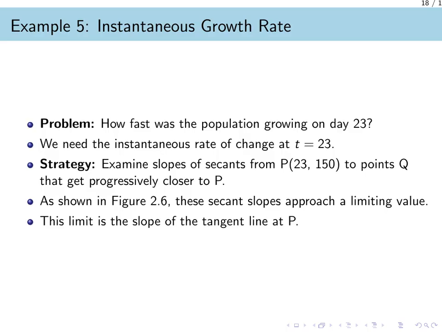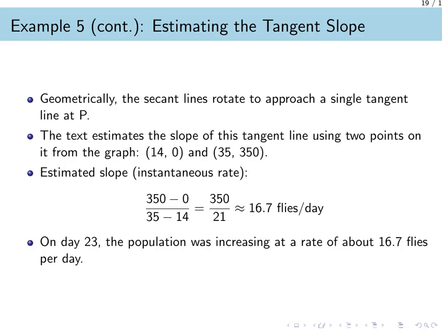We then move this point Q closer and closer to P, for instance, from day 45 down to day 30. As the interval between P and Q shrinks, the slope of the secant line approaches a specific value. This limiting value represents the slope of the tangent line, which is the line that just touches the curve at our single point P. Therefore, the slope of the tangent line gives us the instantaneous rate of change at that exact moment.